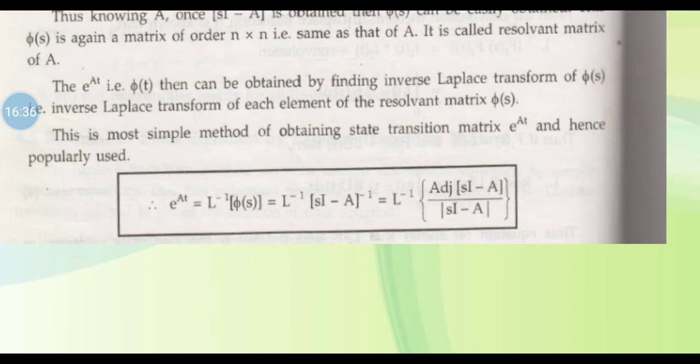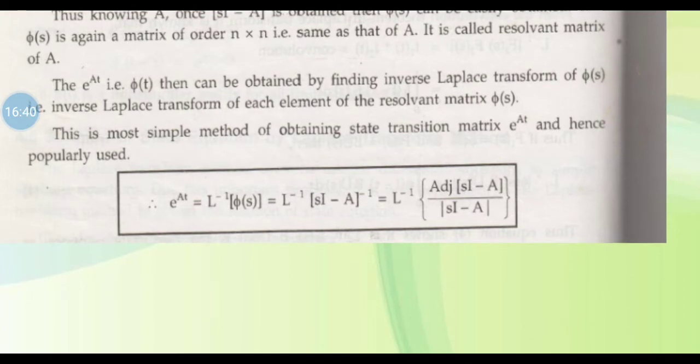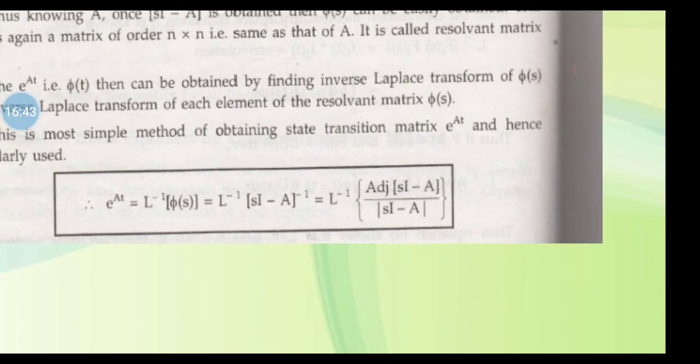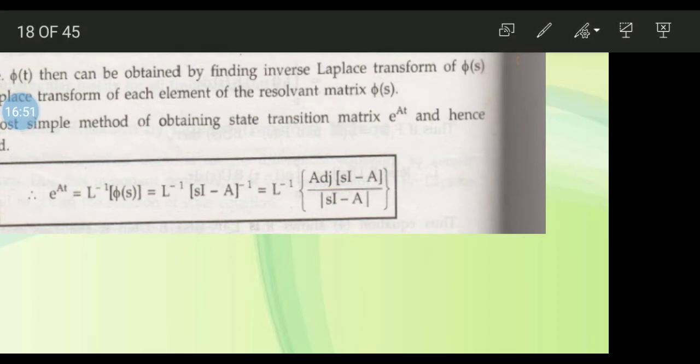So we have e raised to At equal to Laplace inverse of phi of s, which is Laplace inverse of (sI minus A) the whole inverse, which is equal to Laplace inverse of adjoint of (sI minus A) by determinant of (sI minus A).